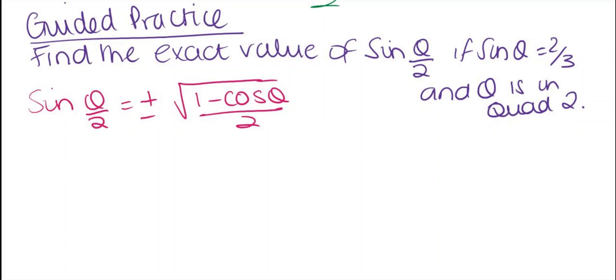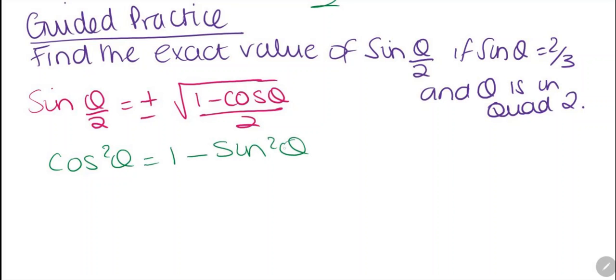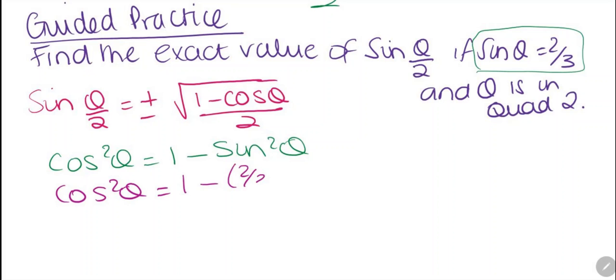So to do this, we are going to use the identity cosine squared theta is equal to 1 minus sine squared theta, and we're going to substitute in the value that we have for sine. So cosine squared theta is 1 minus 2/3 squared. So this will be 1 minus 4/9.